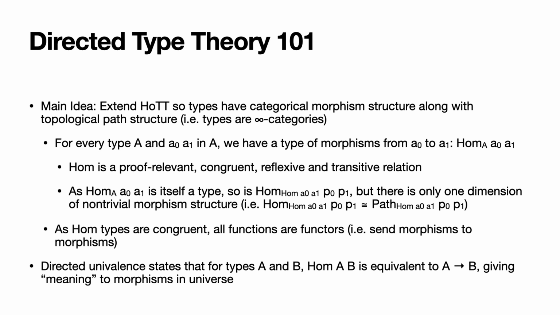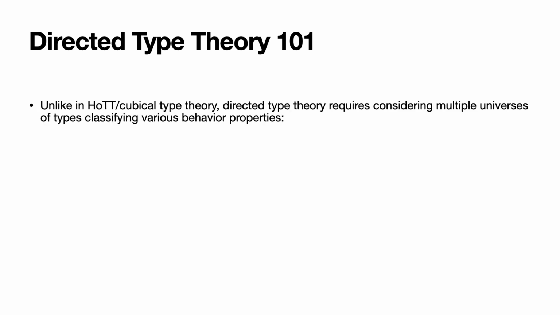Analogously to homotopy type theory, there's also a notion of directed univalence. And it states that for types A and B, the morphisms in the universe from A to B are equivalent to functions from A to B. One thing to notice is that unlike in HoTT and cubical type theory, in directed type theory we actually need to consider multiple universes that contain types, and these universes classify different behavior properties.